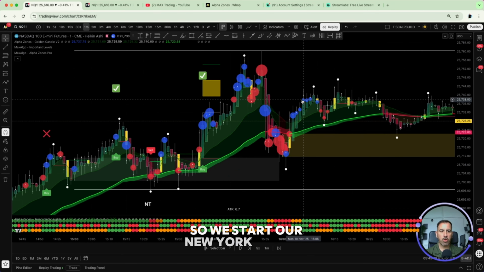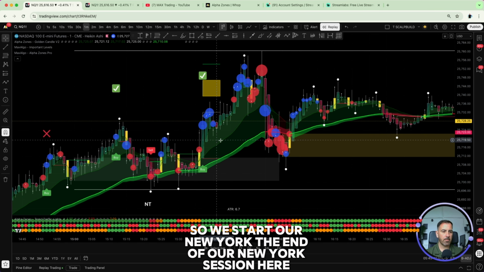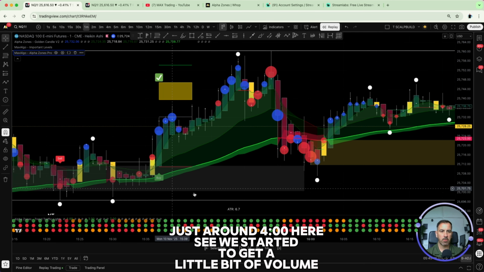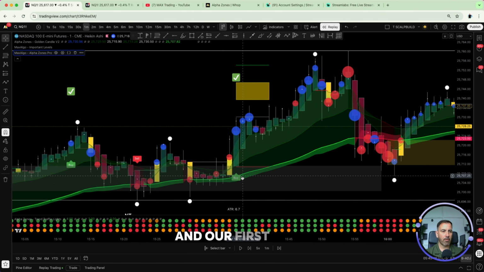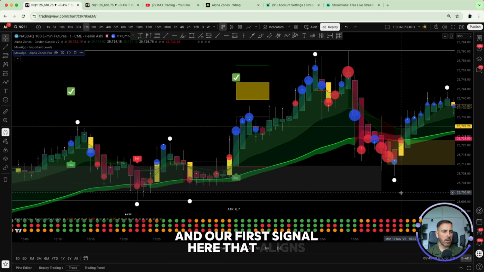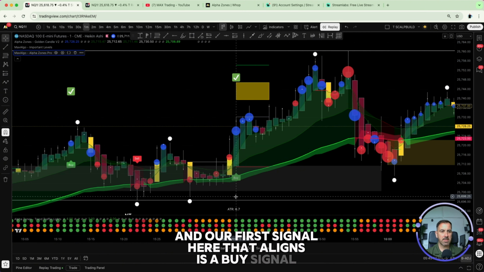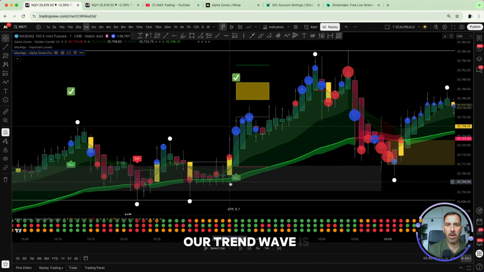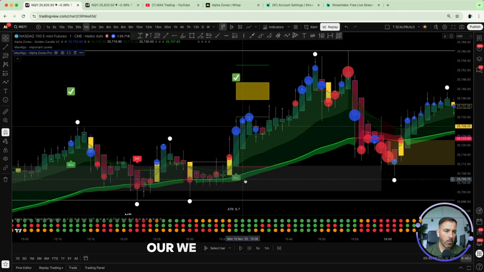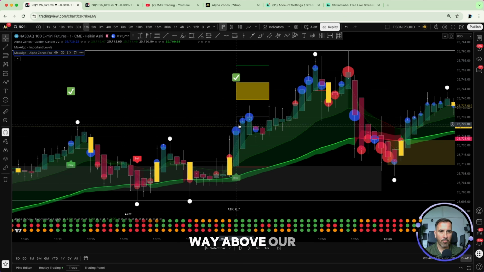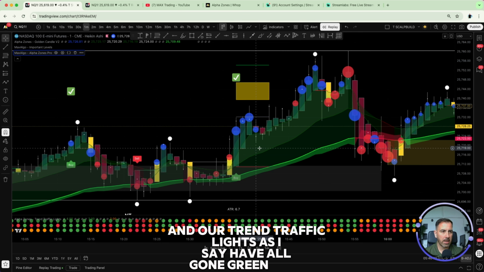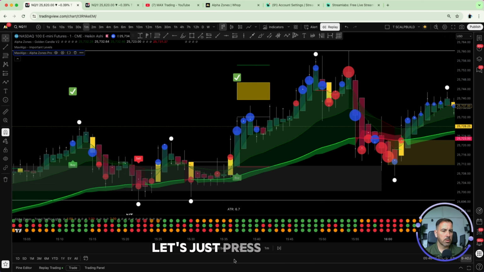So we'll start at the end of our New York session here, just around 4 o'clock here. See, we're starting to get a little bit of volume. And our first signal here that aligns is a buy signal. We've got a buy signal just after a golden candle. Our trend wave has gone green. We have bullish volume. We're way above our 1 hour alpha zone here. And our trend traffic lights, as I say, have all gone green here. Let's just press the replay.